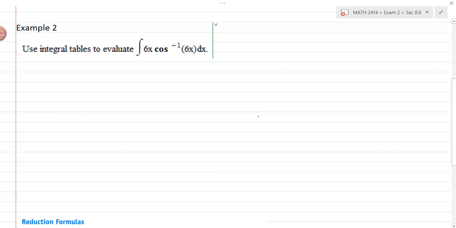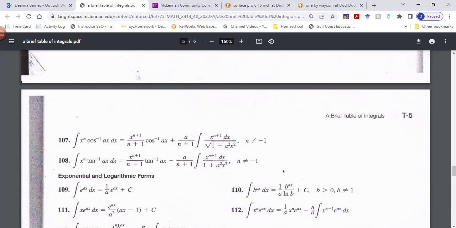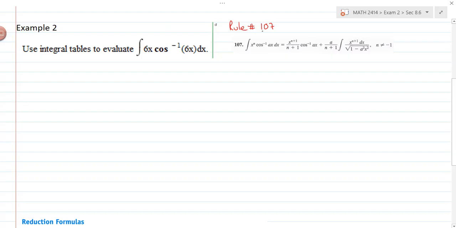All right, example 2. This one involves trig functions, so we need to try and find a rule that uses an inverse trig function, because cosine inverse means that you're going to look for a cosine inverse function. It does look like rule number 107. So it looks like rule number 107 will fit. We have an x to the first power, so n is going to be equal to 1. And then we have cosine inverse ax, so a is equal to 6.